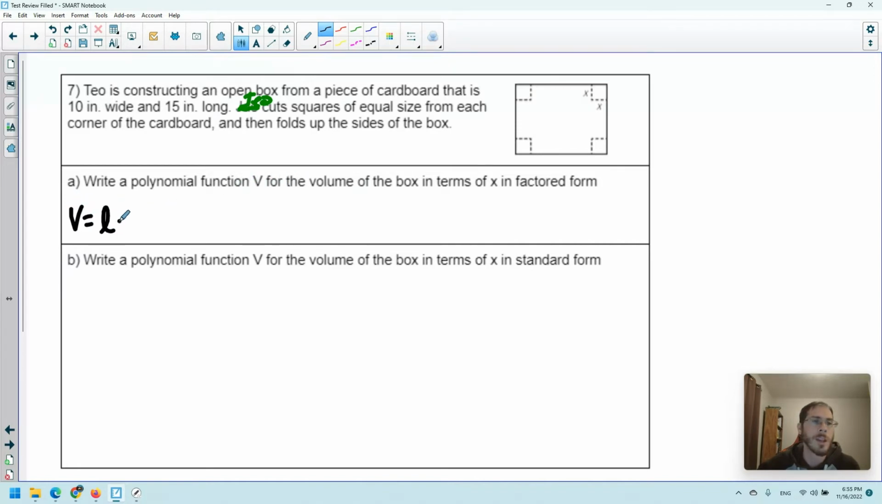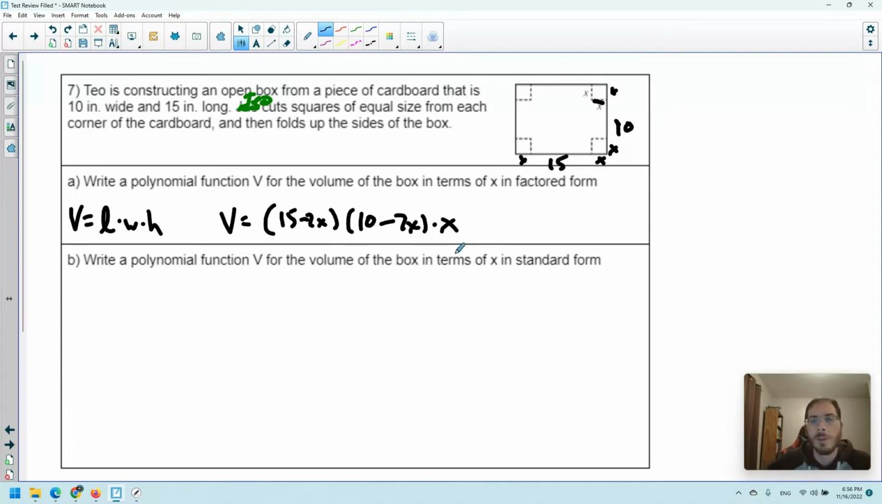So we know that volume is length times width times height. So in factored form, our length is going to be 15, but we have to subtract away these two x's. So 15 minus 2x. Our width is going to be 10, but again, we have to subtract away these two x's. So 10 minus 2x. And then the height is just going to be x, because when we folded it up, this little cutout piece ends up being the height. So times x.